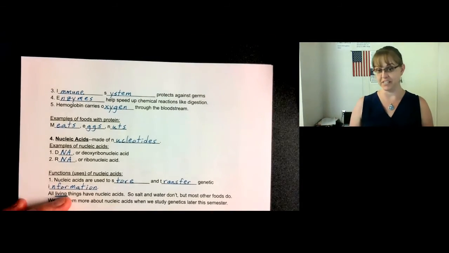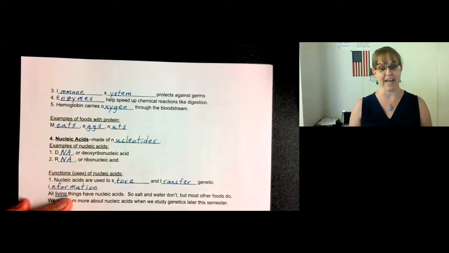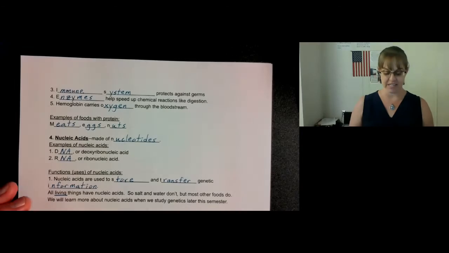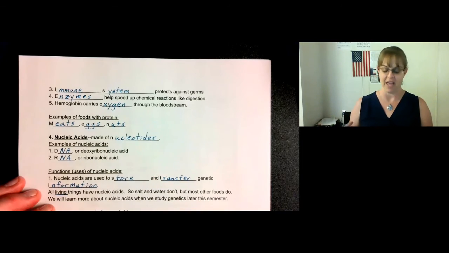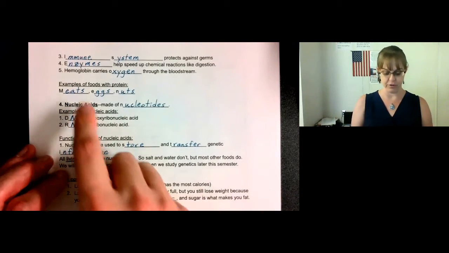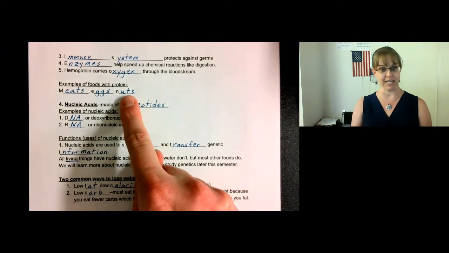Your immune system is made of proteins and that helps protect you against germs. White blood cells are made of proteins. Enzymes are a type of protein that speeds up a chemical reaction like digestion. And hemoglobin is another protein that carries oxygen through the bloodstream. Examples of food with protein include meat, eggs, and nuts. And when I say meat, I mean fish, chicken, beef, pork, any kind of meat has lots of protein in it. Nuts have both the protein and they have some healthy lipids.